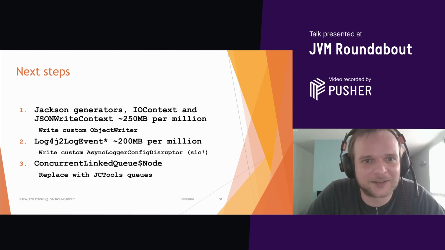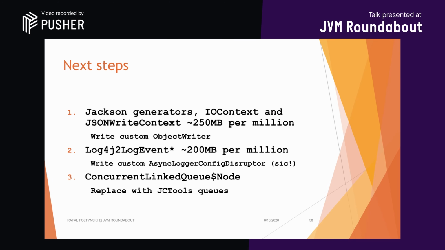So three elements that I wanted to focus on. First was the ConcurrentLinkedQueue, which I just replaced with JCTools queues. If you haven't used JCTools yet, try it. This is a proper set of collections that every JDK should have. Also, Jackson generators and IO context and JSON write context were consuming 250 megabytes per million logs, which was quite a lot. So the solution would be to just write a custom object writer.